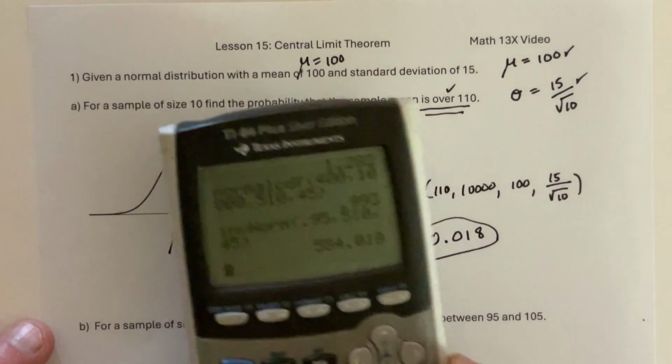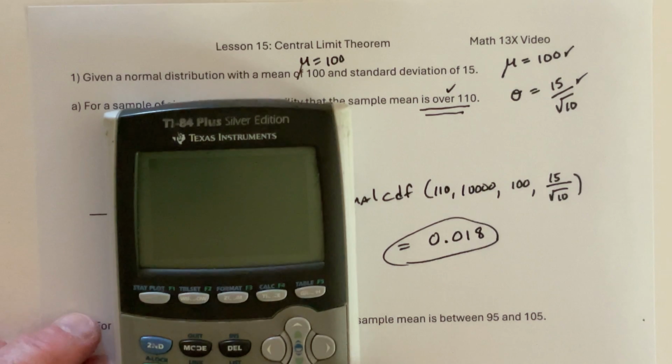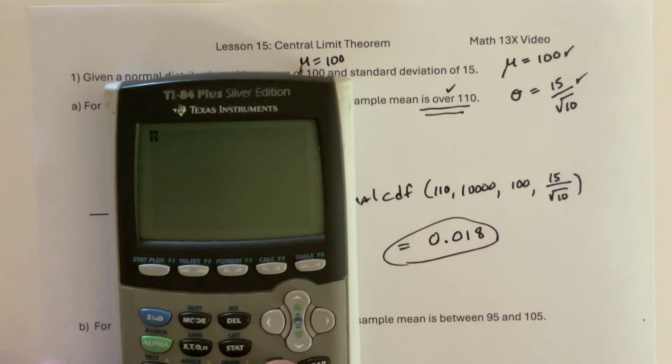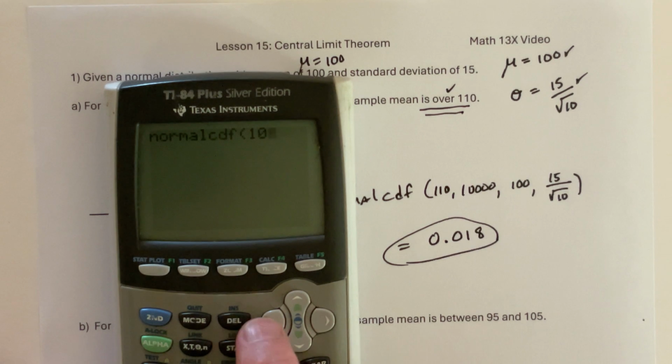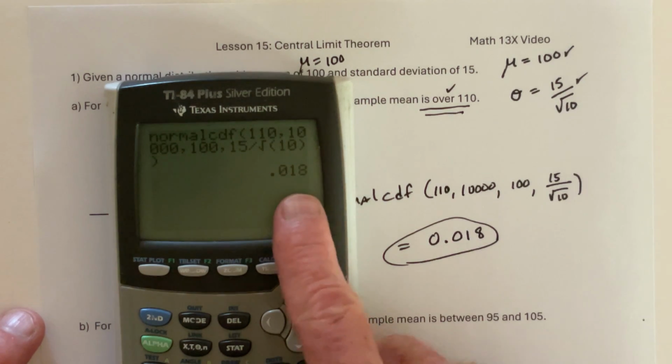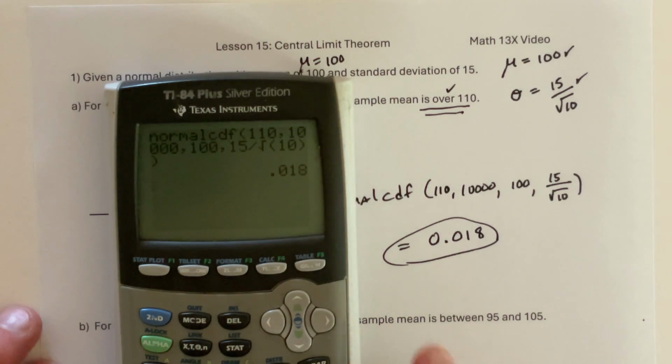If you have an older calculator, so go to second distribution, use the normal CDF, and then you need to type this information in yourself. So go from 110 and then comma to 10,000. The mean is 100 and the standard deviation is 15 divided by the square root of 10. And then technically on this calculator, I need 2 parentheses to close it out. But it does give me the same answer, 0.018.